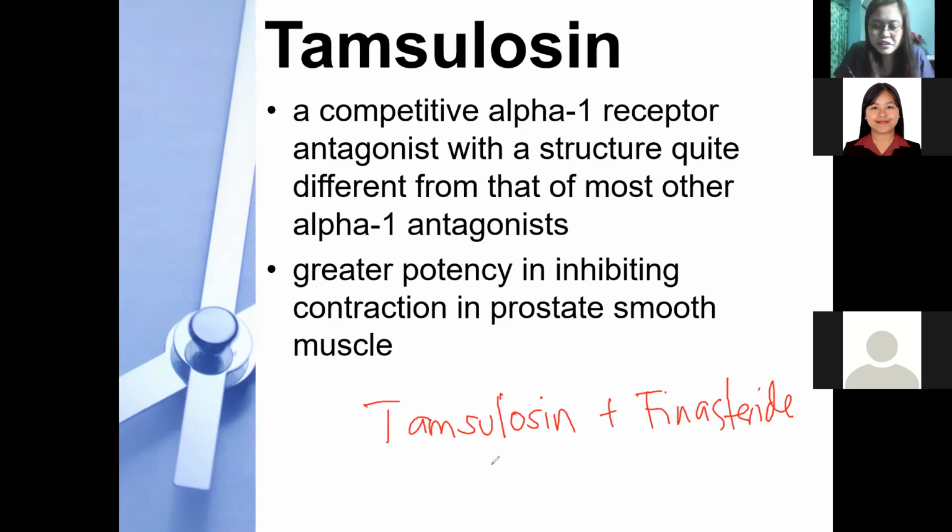Tamsulosin plus finasteride. This is a combination drug. Their brand name is Duodart. Ang pinakaginagamit para sa mga male with benign prostatic hyperplasia. Okay? So this is again a competitive alpha-1 receptor antagonist with a structure quite different from the others. That is the reason why it has a different name. So dili siya pareho with the zosins.